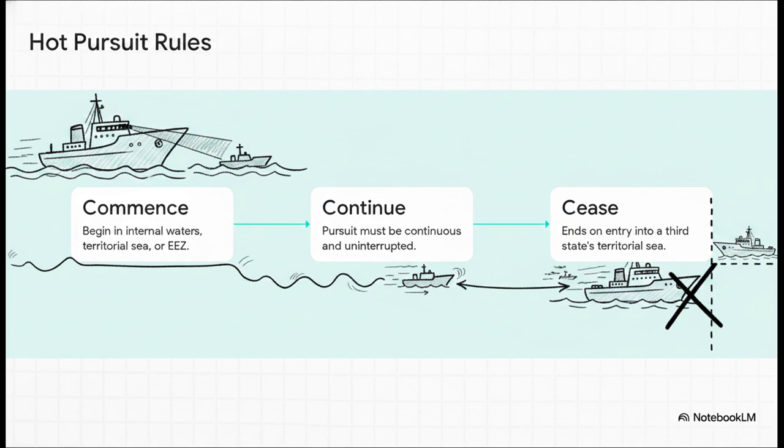Step 1. The chase must begin while the offending foreign vessel is still inside the coastal state's jurisdiction, like the territorial sea or the EEZ for a fishing violation. Step 2, the pursuit has to be continuous and uninterrupted. You can't lose them, go home, and try to catch them tomorrow. And step 3, here's the geopolitical catch, the right of hot pursuit ceases immediately the very second that fleeing ship crosses into the territorial sea of its own country or any third state. The chase is legally over.